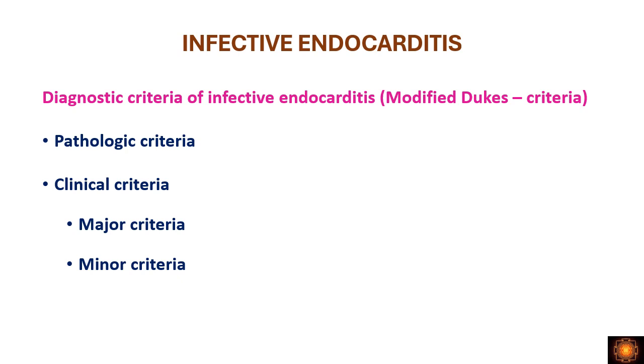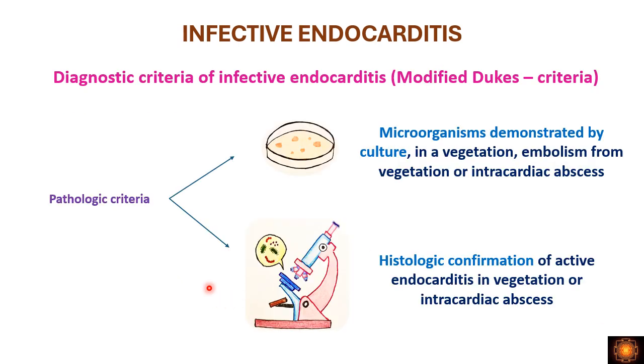Now when we see the diagnostic criteria, it has been given by the modified Duke's criteria. In the modified Duke's criteria, we have pathologic criteria and clinical criteria, which is again divided into major and minor criteria. The pathological criteria has two things, that is microorganisms demonstrated by culture, and this culture is taken from either the vegetation or embolism from the vegetation or from the intracardiac abscess.